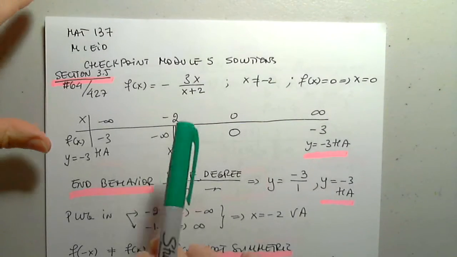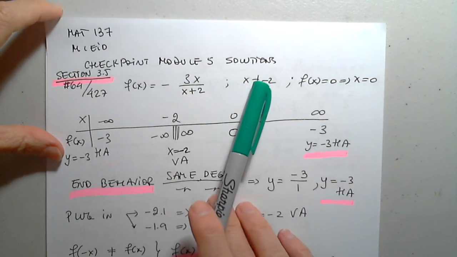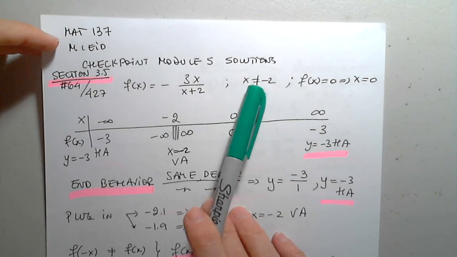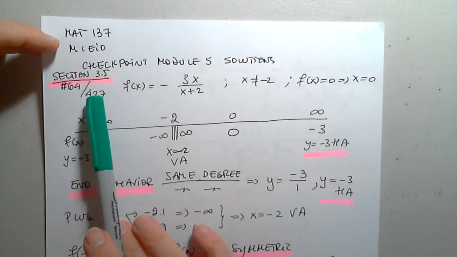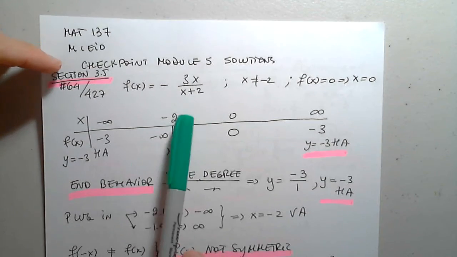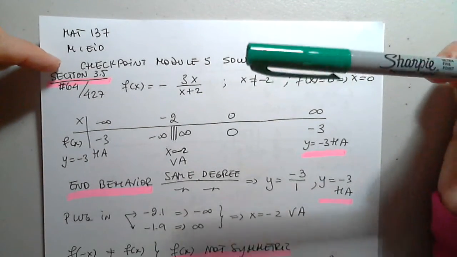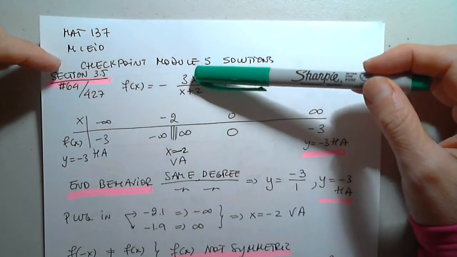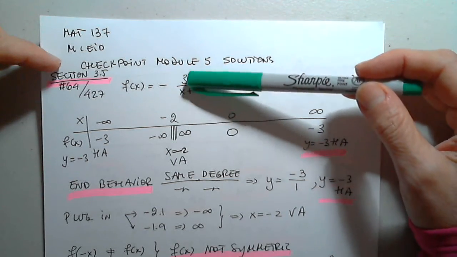So this is the checkpoint module 5 solutions, the video solutions. For section 3.5, we're given a rational function. We immediately observe that the degree of the top and the degree of the denominator are the same.